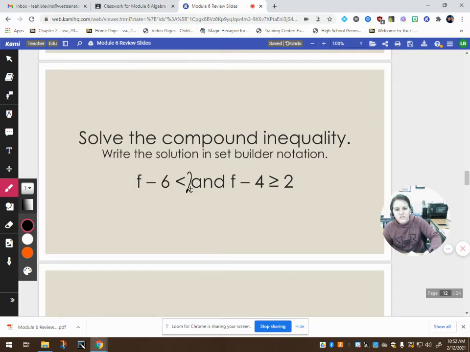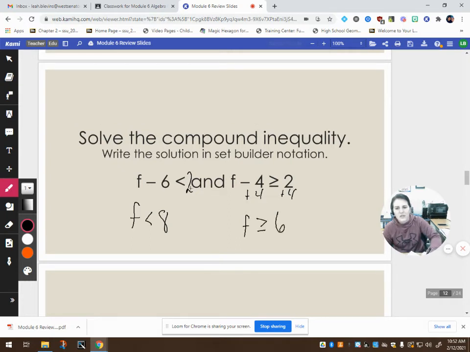So we're going to solve this compound inequality. We're going to begin by adding 6 to both sides. So we get f is less than 8. Then we're going to add 4 here. And f is greater than or equal to 6.